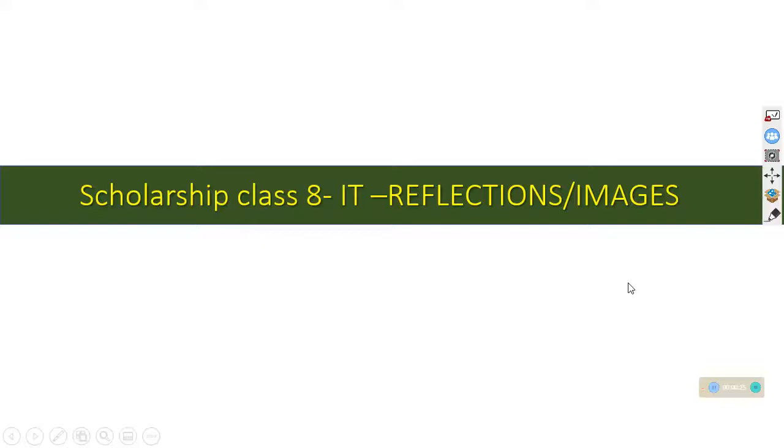Dear students, we are entering into a new topic related to intelligence test of class 8. Last topic was testing intelligence using pyramid structure. This is something different from that. This is about reflection. You have come across the concept of reflection in your previous classes. It is somewhat same, but how reflection can be used to test your intelligence is something interesting.